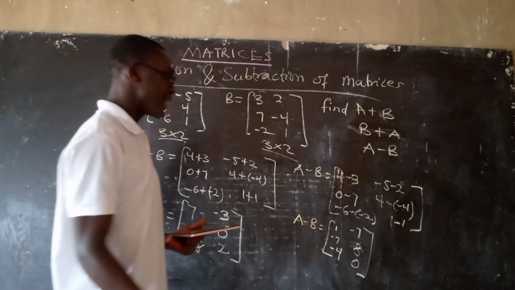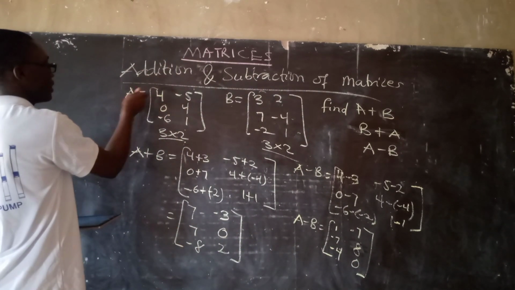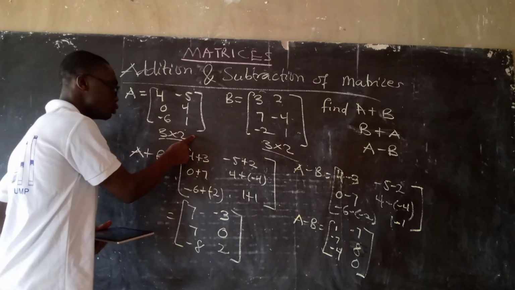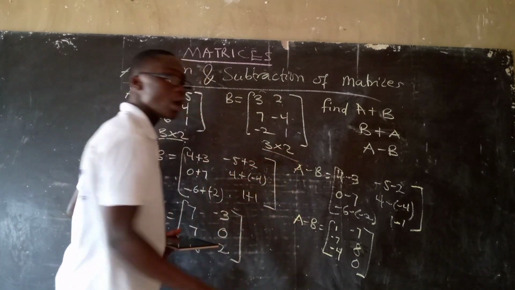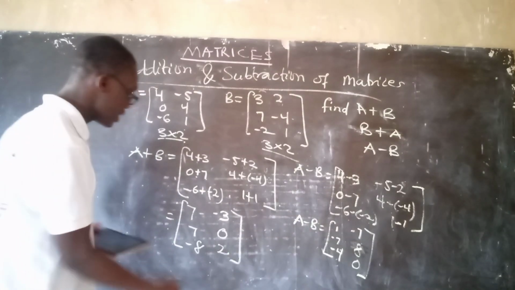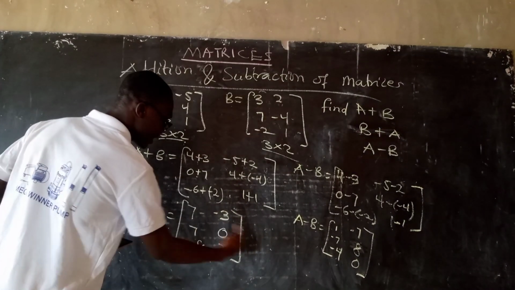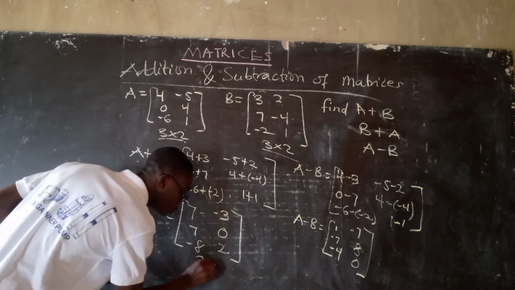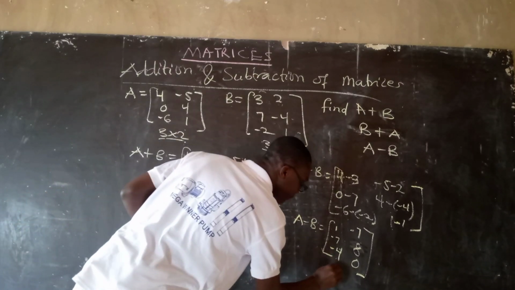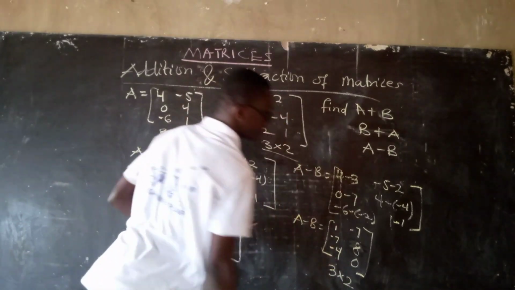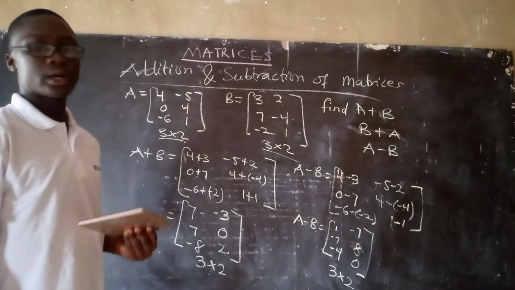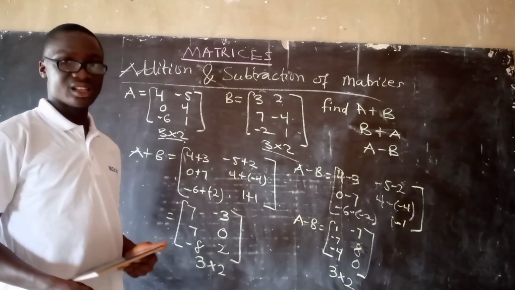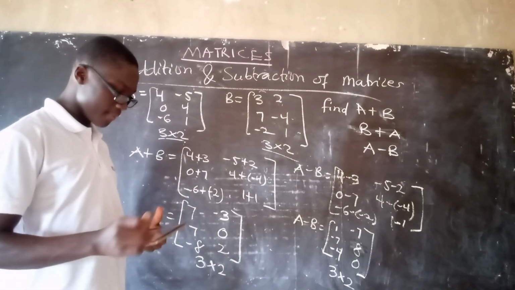Note that since the question gave you 3 by 2 plus 3 by 2, your answer must also be 3 by 2. So let's check our answer here. We have 3 rows, 2 columns, so our answer is also 3 by 2. This one too, we also have 3 by 2. So this is how to solve addition and subtraction of matrices.